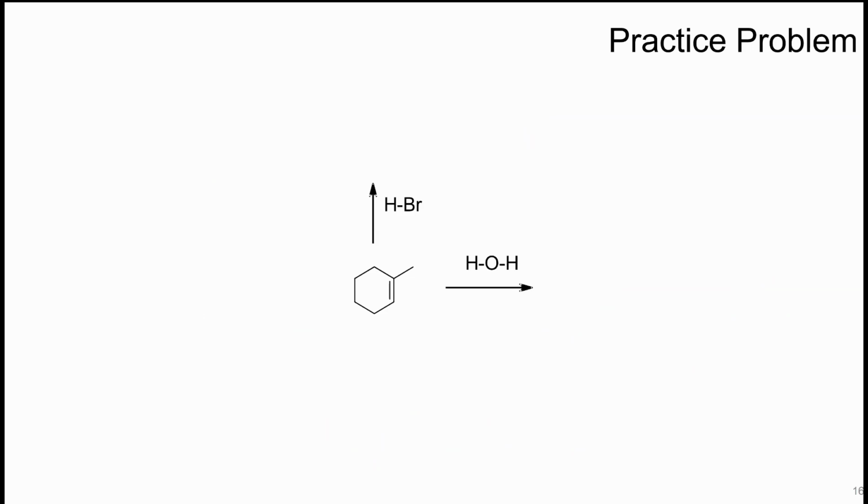There are two practice problems here. Here we're adding water across the double bond. There should also be acid here. A chiral center is not created here. This is symmetric. In both cases, the hydrogen went to the least substituted carbon and the halogen or alcohol went to the more substituted carbon.